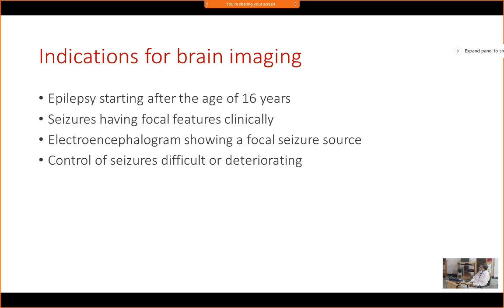Seizures having a focal feature, because focal seizures are more likely to be secondary than primary. If the EEG itself shows that there is a focal nature of the seizure, then you will have to do imaging to rule out any structural abnormalities in that particular part of the brain. And if the seizure cannot be controlled adequately with standard drugs, then you have to go for neuroimaging with the idea that other forms of treatment may be necessary, like surgery.